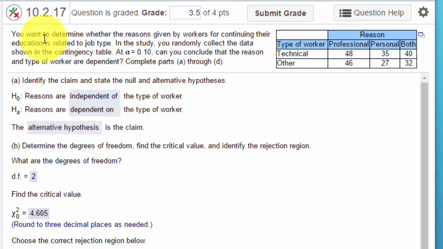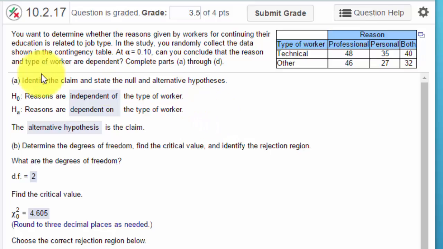I might mention that even if this test shows that there is a significance to the chi-square, that does not mean that this is causal. It just means that there is a strong relationship between the type of worker and the reason that they continue their education.